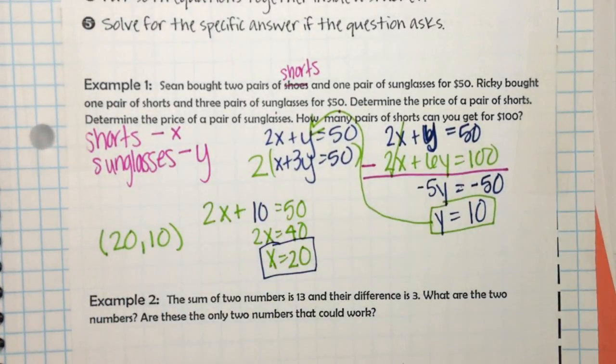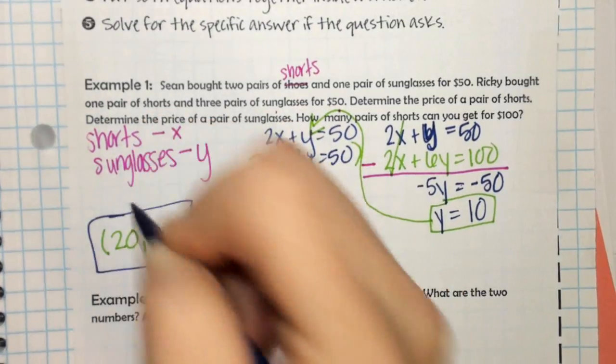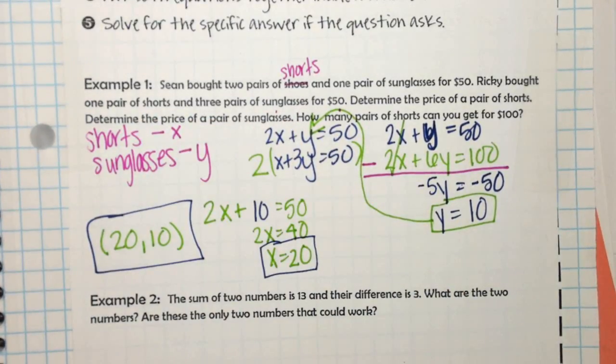Should I get 20, 10? Did you write it as a coordinate? Fantastic. Do example 2 without me. When you're ready, let me come check it.